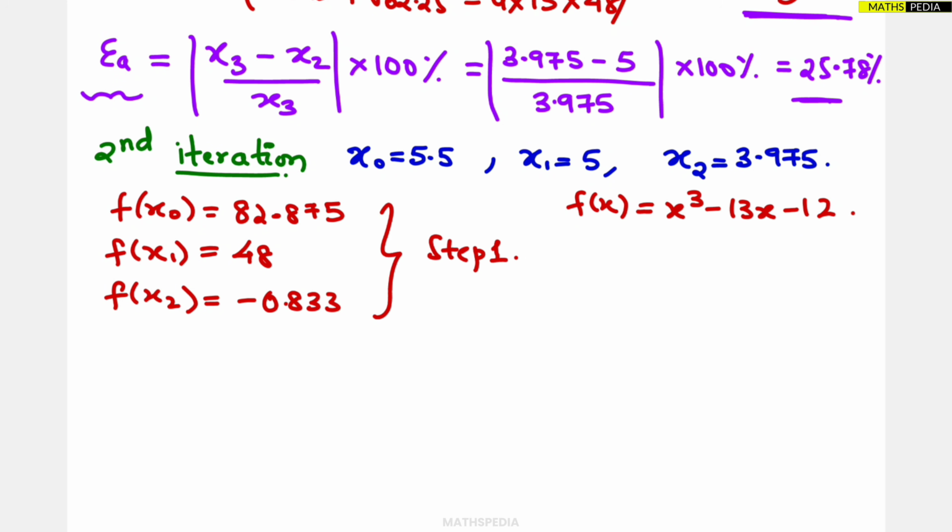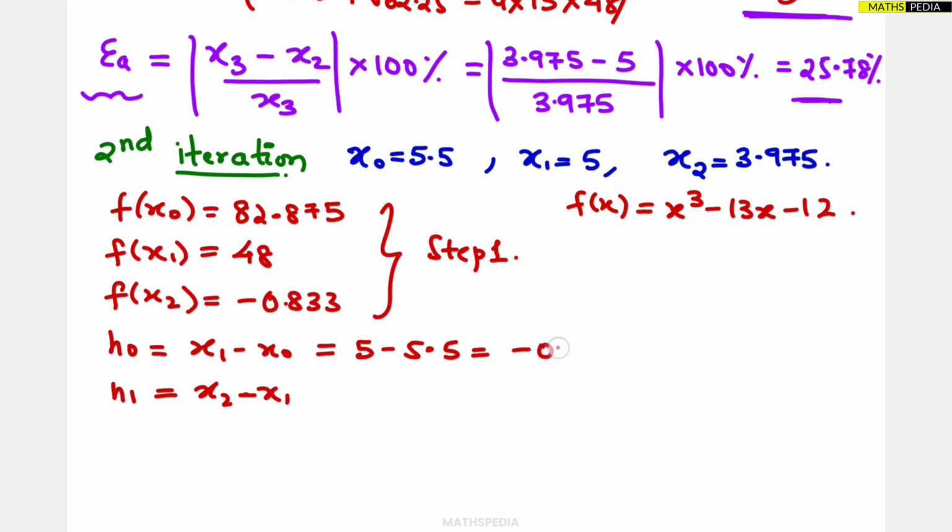Let us go for step number 2, finding out h0 and h1. h0 is x1 minus x0, and h1 is x2 minus x1. So x1 minus x0, 5 minus 5.5, which is minus 0.5, and x2 is 3.975 minus x1, which is 5, so we will be getting minus 1.024. Done. Now this is step number 2.